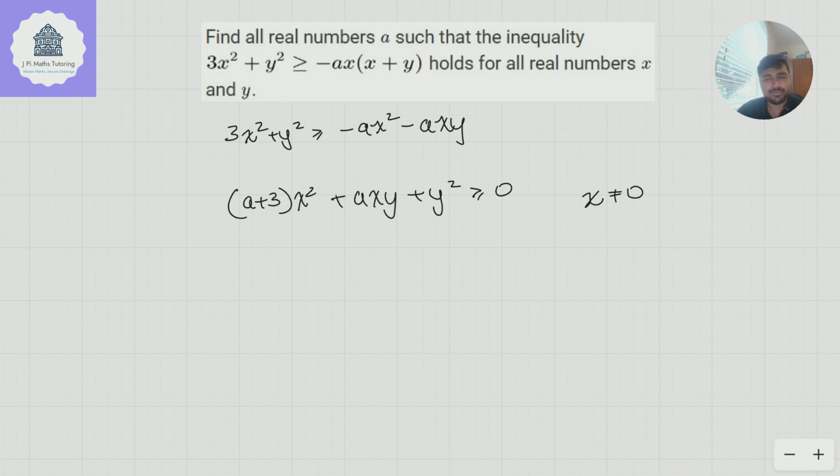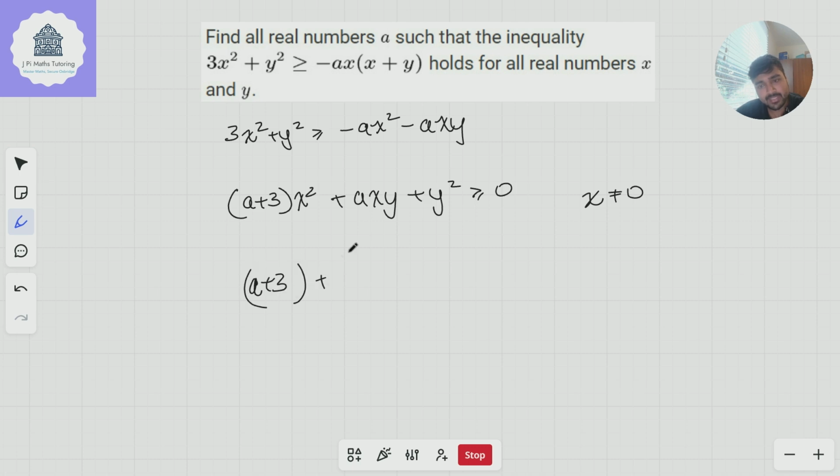And what's the motivation to do that? Well, the giveaway is that I've got x squared, xy, y squared. So if you see something like that, let me divide by x squared and you'll see what happens. I'm going to get a plus 3 here, and then this will be a times y over x, and then this will be y over x squared.